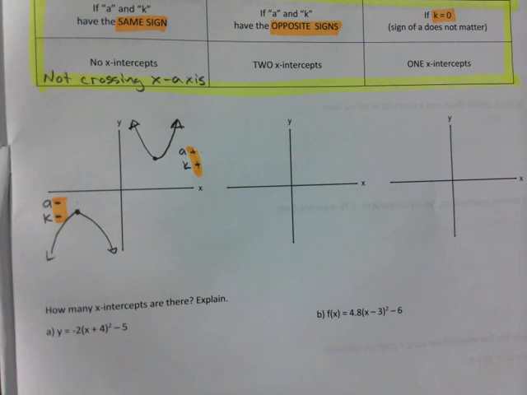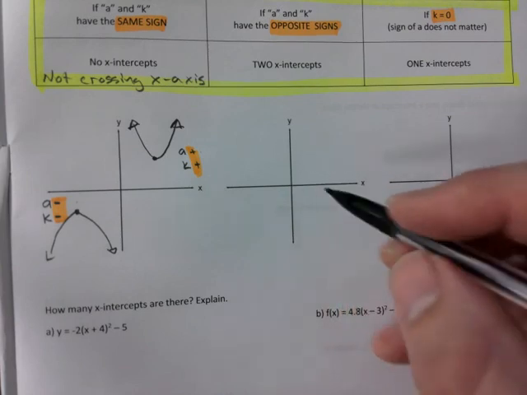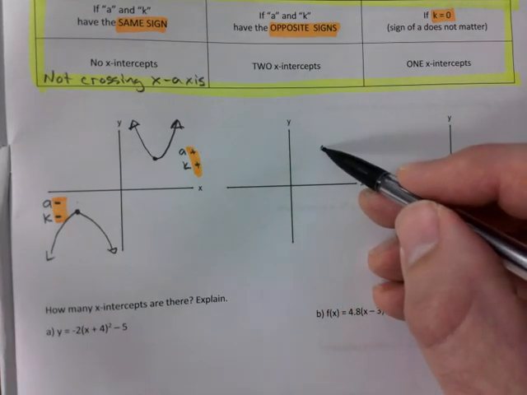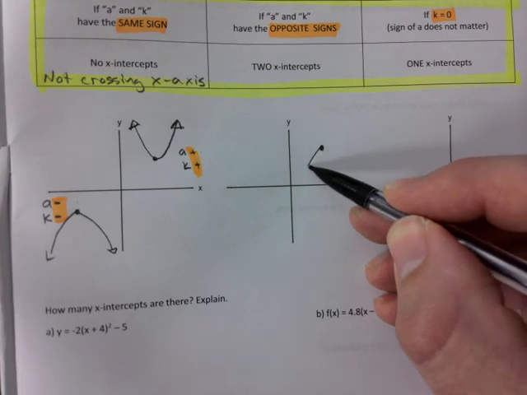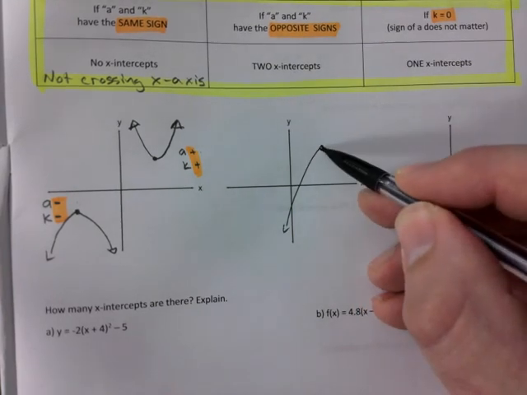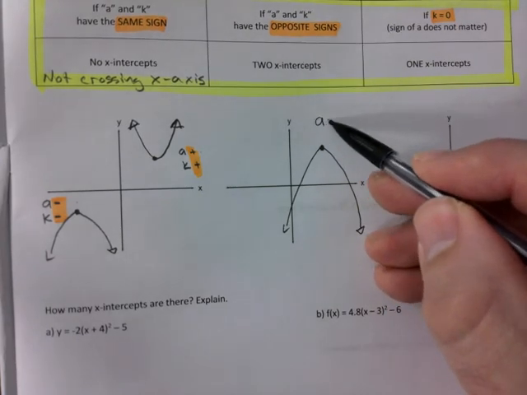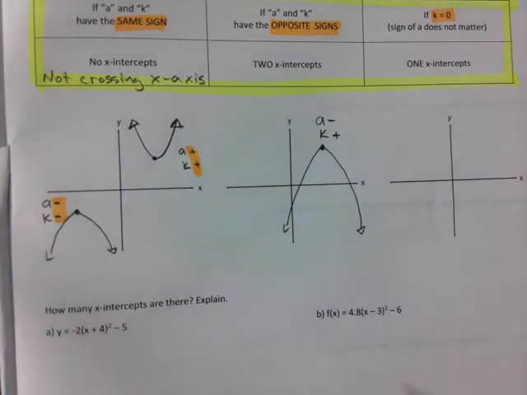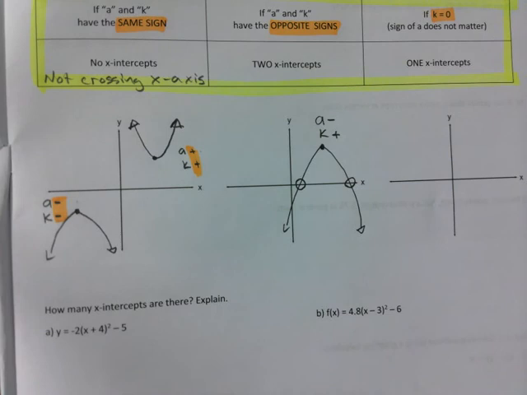If A and K have opposite signs, that's when you have two x-intercepts. So let's say A is negative and K is positive, then you'd be up here, right? K is positive, so the y value of that vertex is above, and A is negative, so it'd be doing something like this. A is negative, but K is positive in this case. So you have two x-intercepts there.